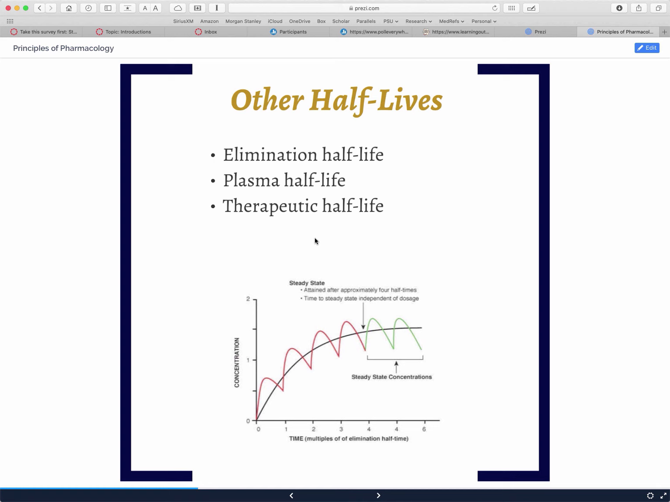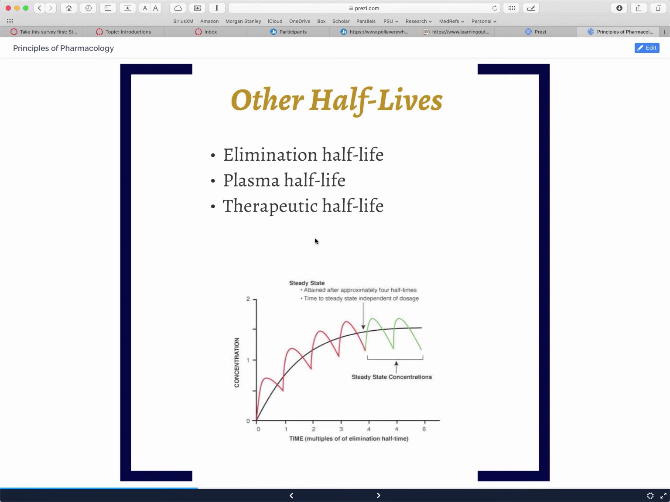And then there's the therapeutic half-life. How long after you give that dose is it before half of the therapeutic effect is gone? We use that when we talk about things like sedatives or anesthetics, right? If I'm going under general anesthesia, I want that anesthetist to know what the therapeutic half-life of propofol is, right? Because I don't want to wake up in the middle of that operation or whatever procedure I'm having done.